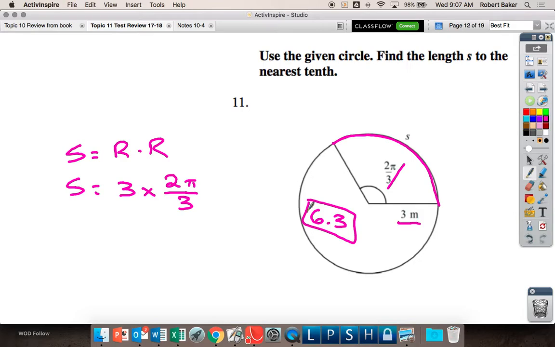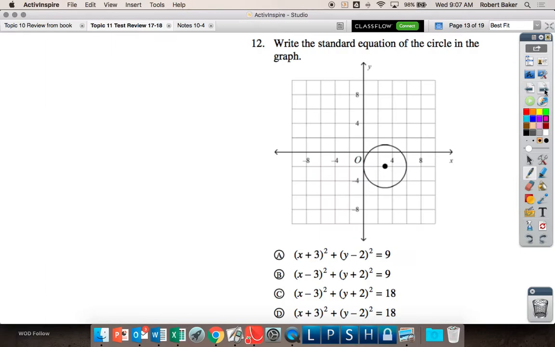6.3 meters. Radians times radius. And what we did yesterday, what is the equation that describes that line? So yesterday we talked about a circle is x minus h squared plus y minus k squared equals r squared. So h and k are the center of the circle. Where is the center of this circle?